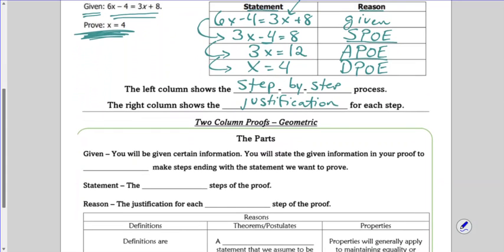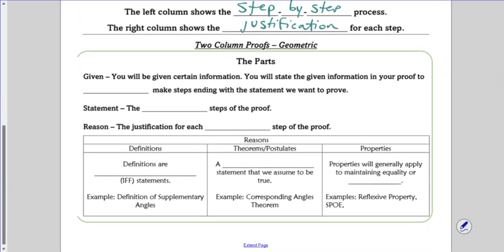Now it's going to get complicated because it's not going to be algebraic calculations. It's going to be definitions, theorems, and properties that we're familiar with in geometry. So first I just want to break down the different parts and the order that you're going to need to use for a geometric proof.